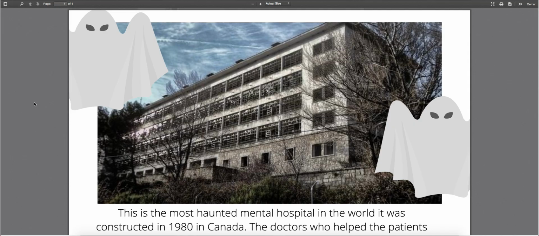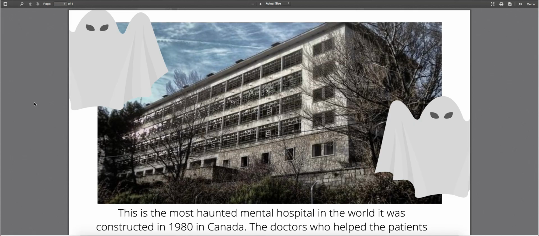My urban legend is about an abandoned asylum. It was built in 1918. Yes, 1918. It was located in Canada. In this asylum, one of the patients killed all the people that were in there.